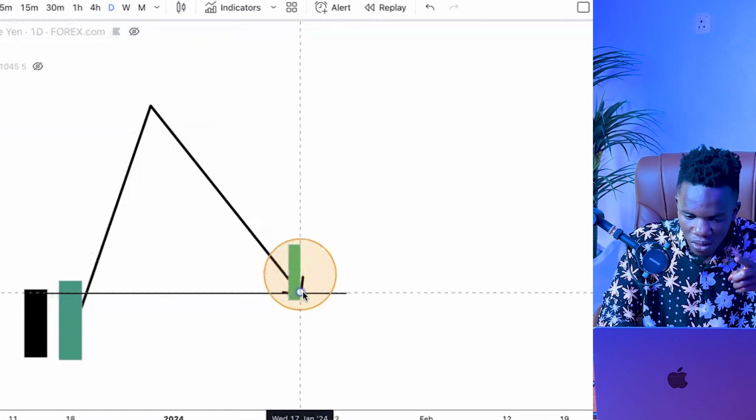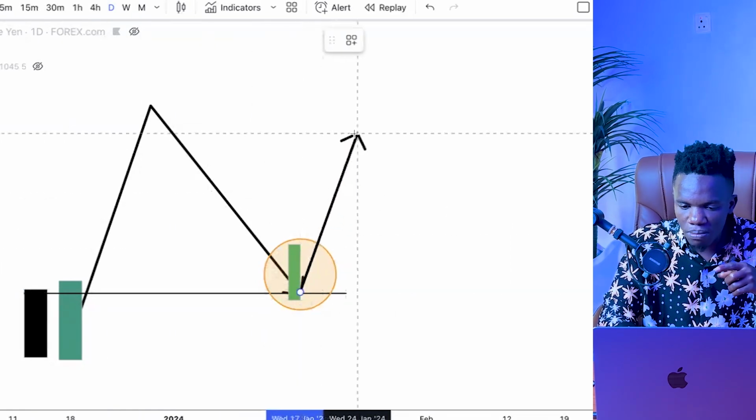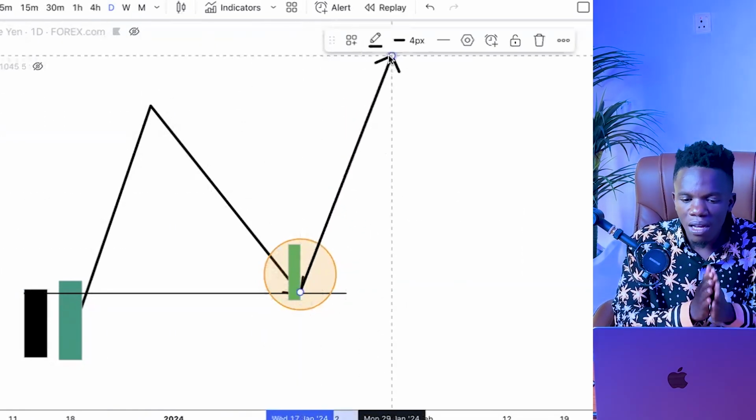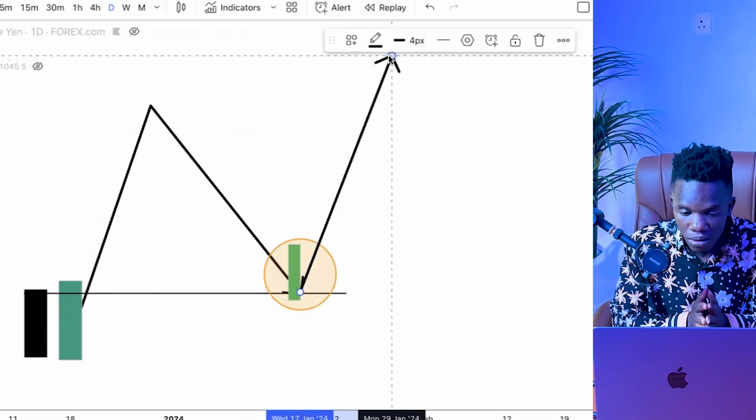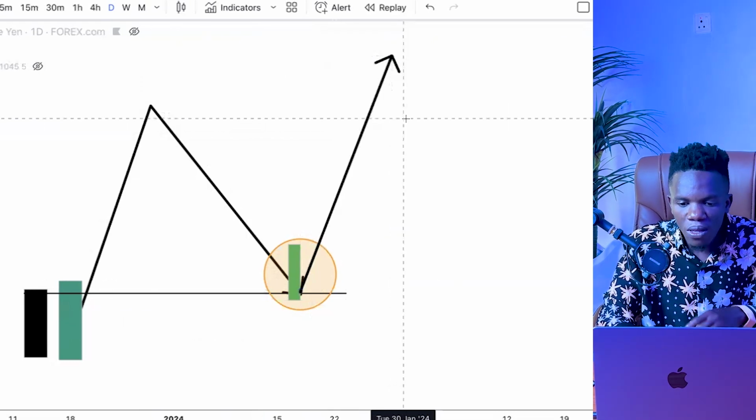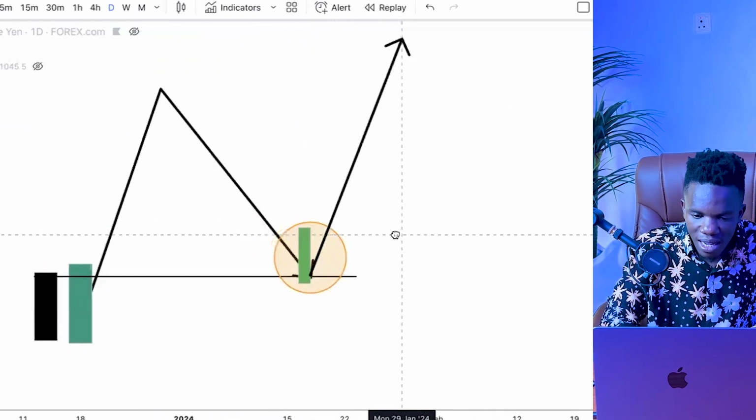And once we have that daily order block here, there's nothing going to stop this market from pushing to the upside. Now, I want to show you guys an example, okay? But before I show you guys the example, we can also replicate this thing on any other time frame.